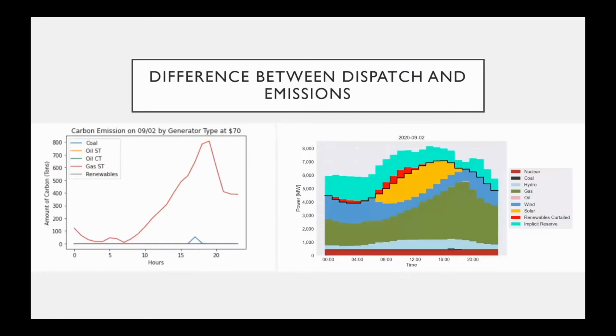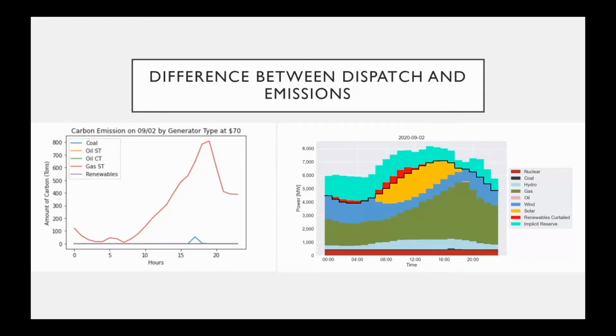Another interesting finding was that carbon does not relate only to the total megawatts produced. So just to show you as an example here, I have a graph of the total megawatts of one day broken down by different type of generator, and then a graph of the total carbon emissions. So for this example, I'll just use the gas generators. The gas generators you can see are in the green here.